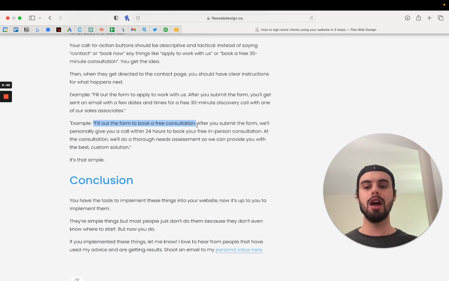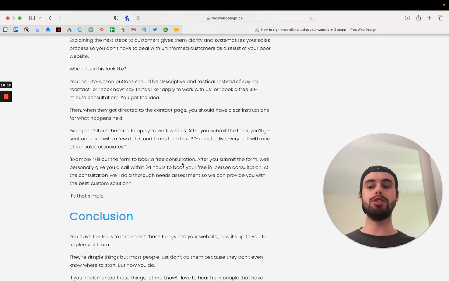Example 2, fill out the form to book a free consultation. After you submit the form, we'll personally give you a call within 24 hours to book your free in-person consultation. At the consultation, we'll do a thorough needs assessment so we can provide you with the best custom solution, right? You get the idea now. It's as simple as this, but most people don't do it because they don't even know where to start and they don't know what to improve about their website, right?